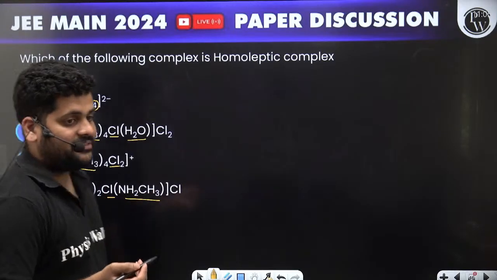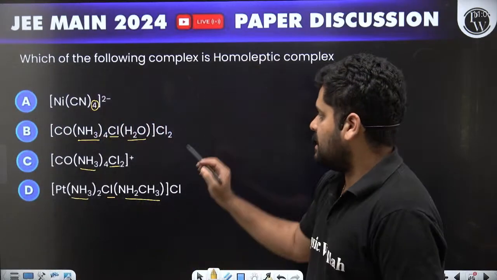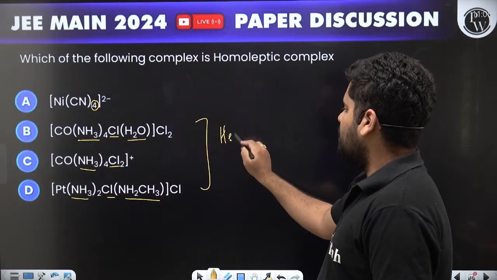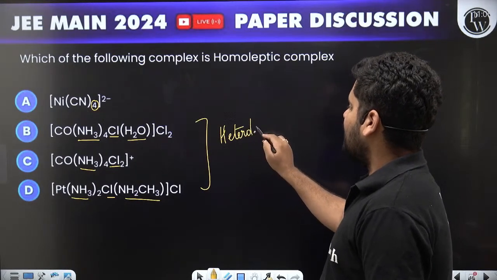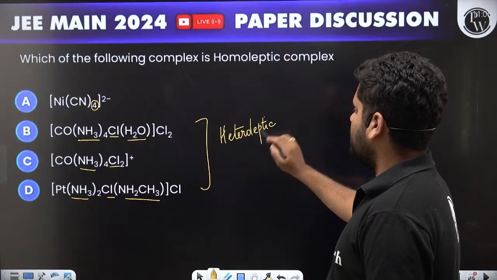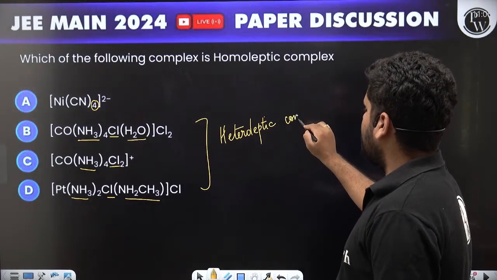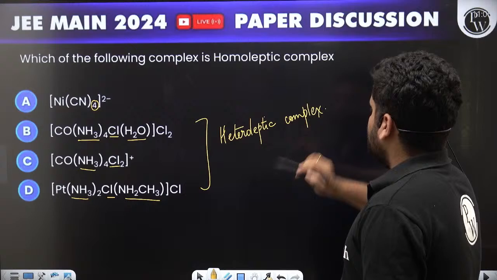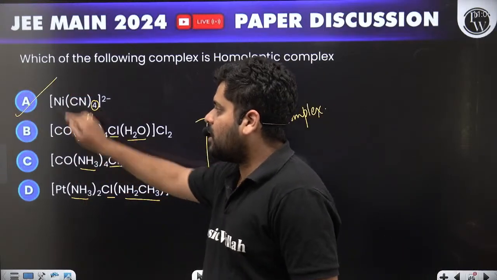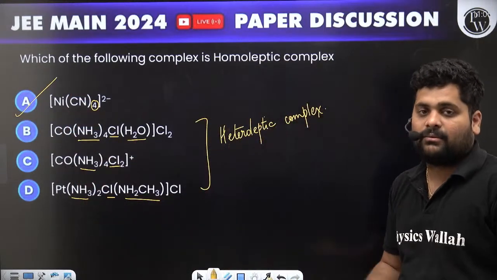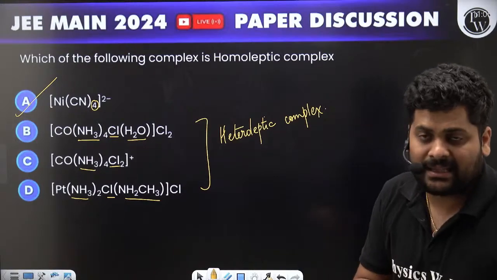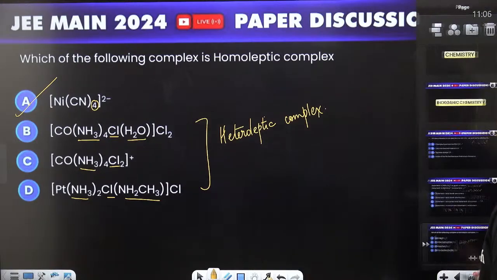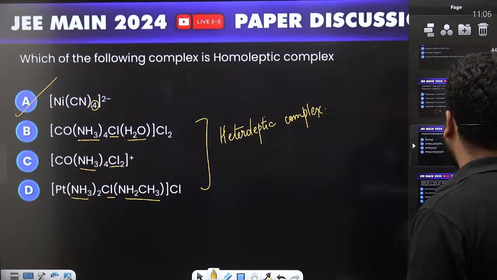So we have different cases. So all these 3 are going to be heteroleptic complexes. When the ligands are different, the complex is going to be named as a heteroleptic complex. Now this one is a homoleptic complex because it has just one type of ligand. That's it, as simple as that. Okay. Now next question after this.